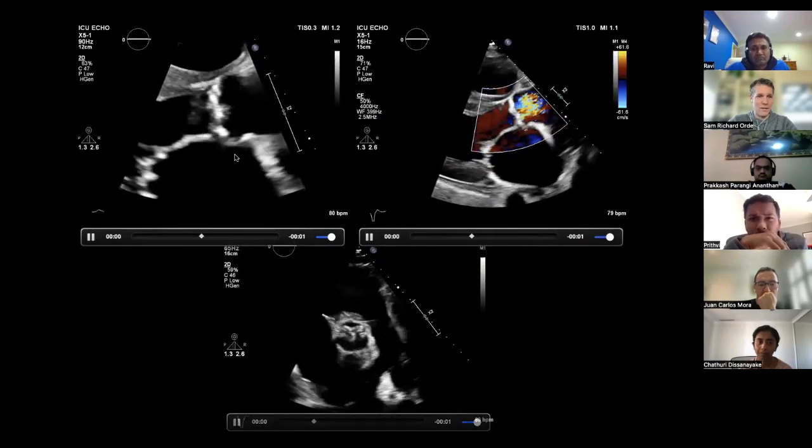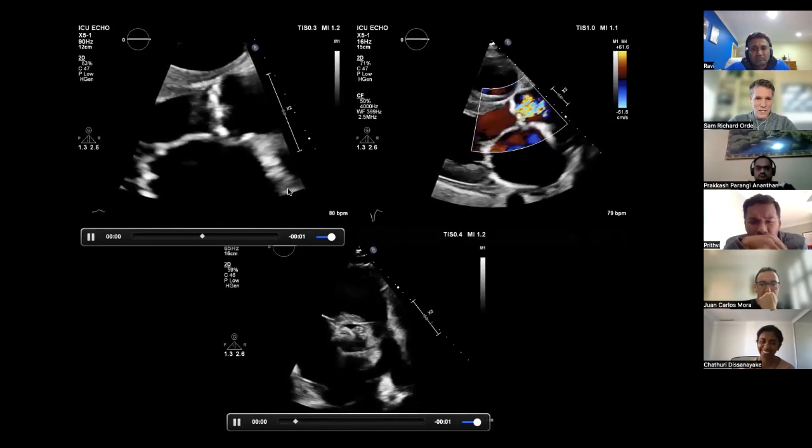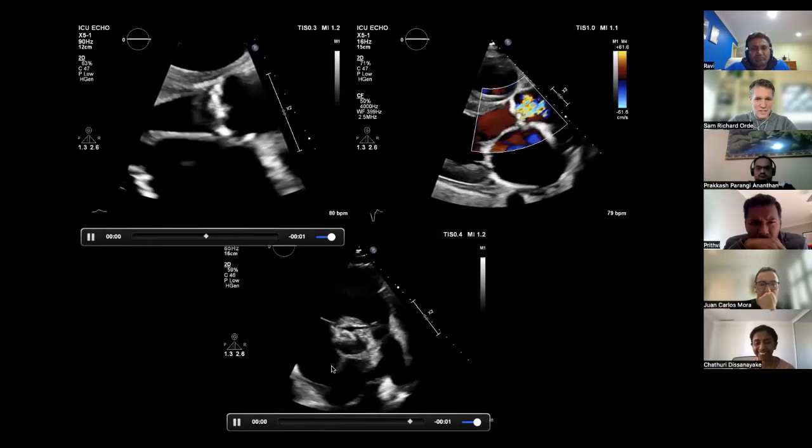Almost lost me on the valves. Okay, can I just? We've actually got the two together. This might help with this to line it up.